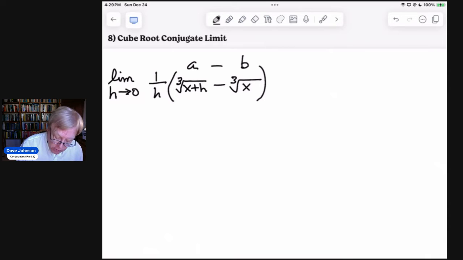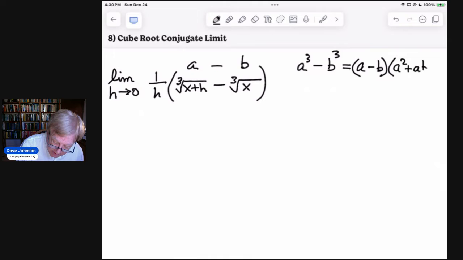So I'm going to remind you, if we think about a cubed minus b cubed, because that's really what we want to do. We want to cube those radicals, right? If you cube the cube roots, you get rid of the radical cube roots. And so, what is the difference of cubes? Well, remember from your algebra sometime in the past, right? So it's going to be a minus b times a squared plus ab plus b squared.